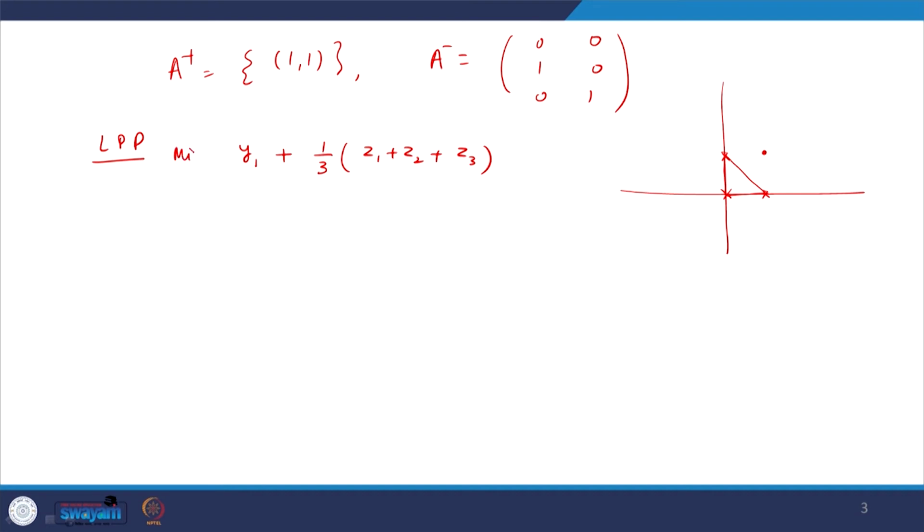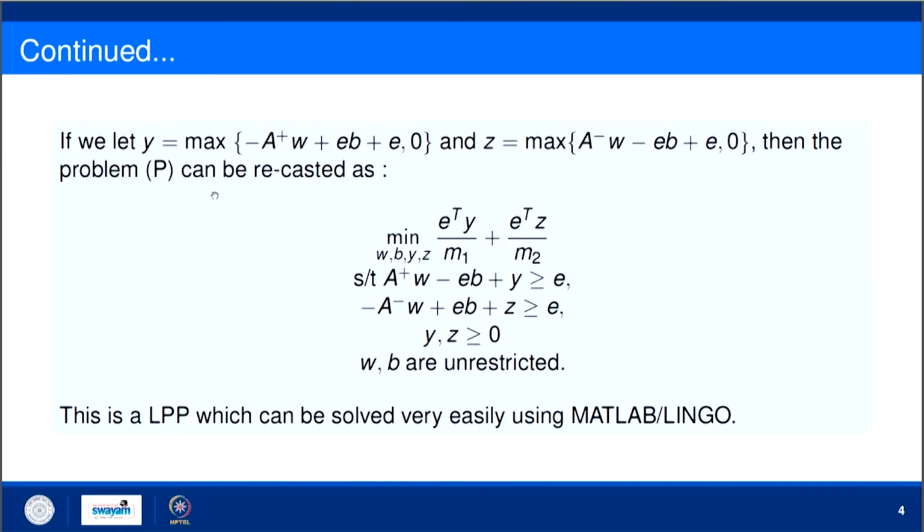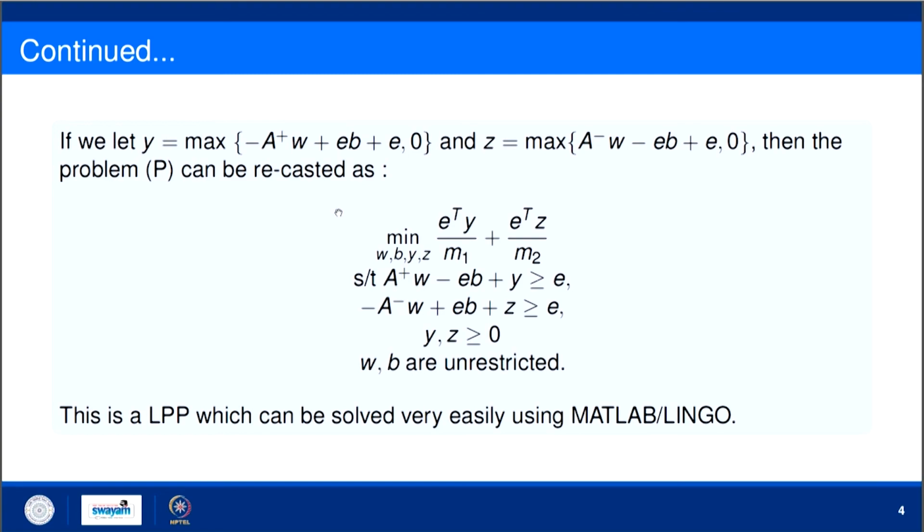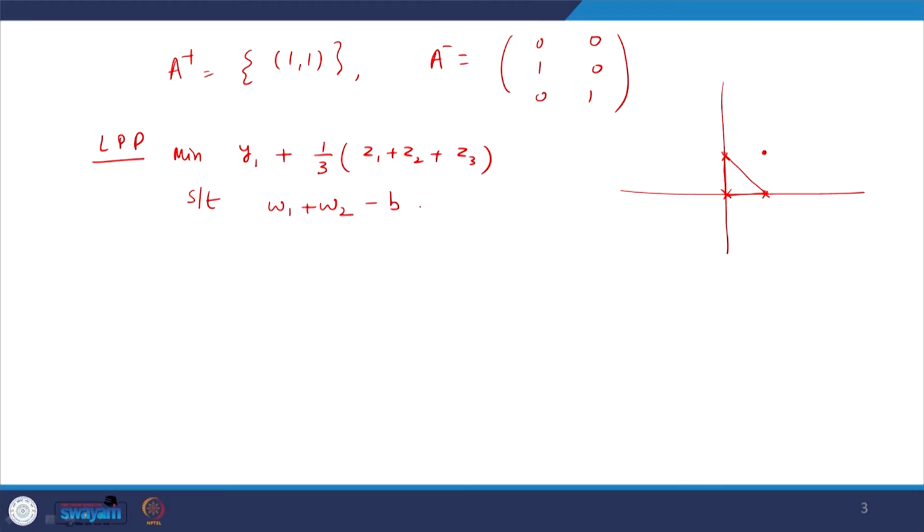So, minimum of this subject to what conditions? Let us see the first condition. The first condition is A plus W minus E B plus y greater than or equal to E. Now, A plus means (1,1). That means A plus W is W1 plus W2. W is not a single number, it is in R2. So, W1 plus W2 minus B plus y1 greater than or equal to 1.